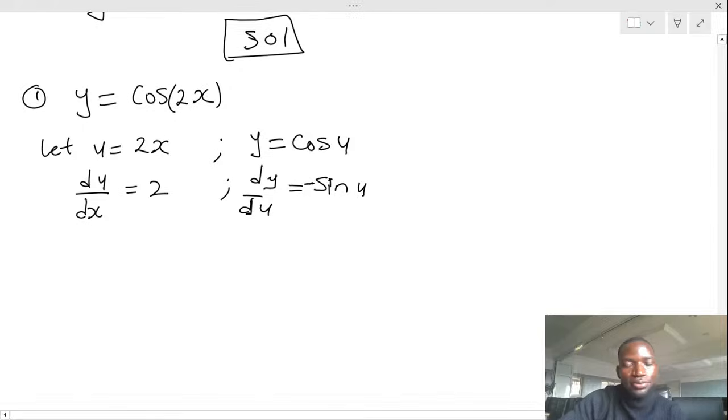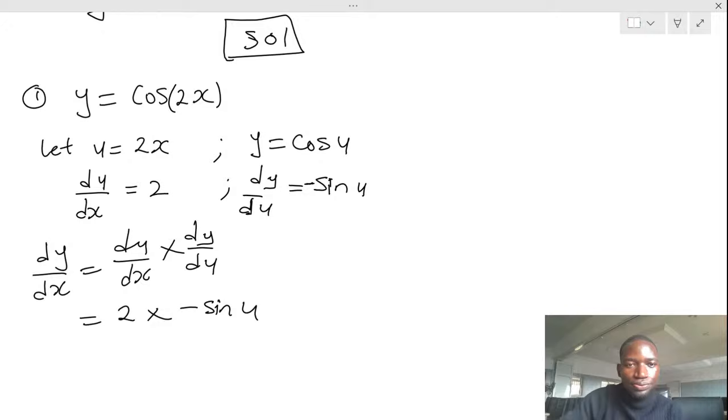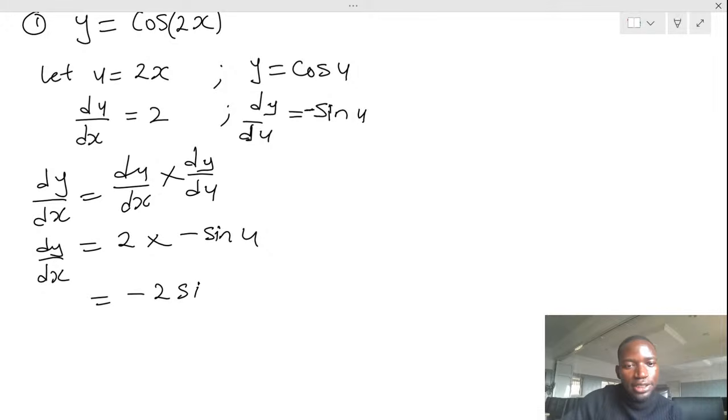Do we get that now? Just the chain rule idea. So your dy/dx will be the multiplication of your derivatives. dy/dx equals du/dx times dy/du. du/dx is 2, multiplied by dy/du, which is minus sine u. So dy/dx, our answer, will be minus 2 sine u. But don't forget that we do not have u in the question. We replace that u, so go back and substitute it there. So that will be minus 2 sine 2x.